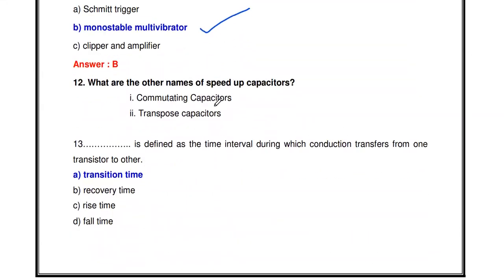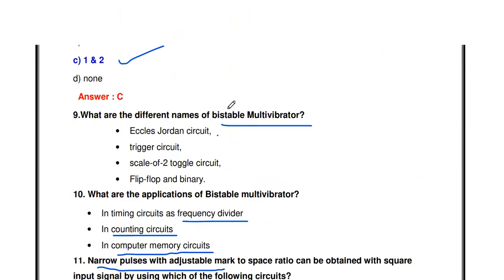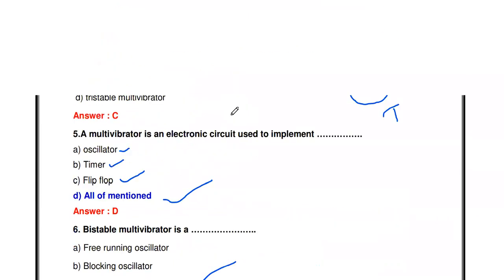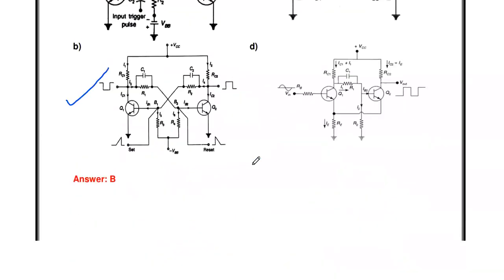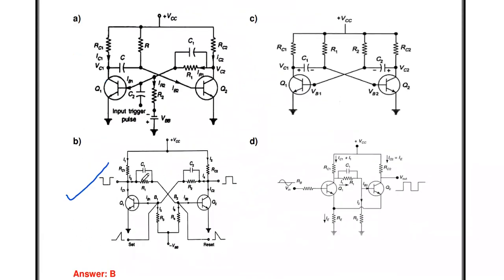Then the next one, what are the other names of speed up capacitor? In multivibrator, we are using the speed up capacitor in order to speed up the transition. The other name of speed up capacitor is commutating capacitor or transpose capacitor. Which one is the speed up capacitor? You see the circuit diagram. Across the resistor R1, we are connecting the capacitor C1. Similarly here C2. This capacitor is called the speed up capacitor.